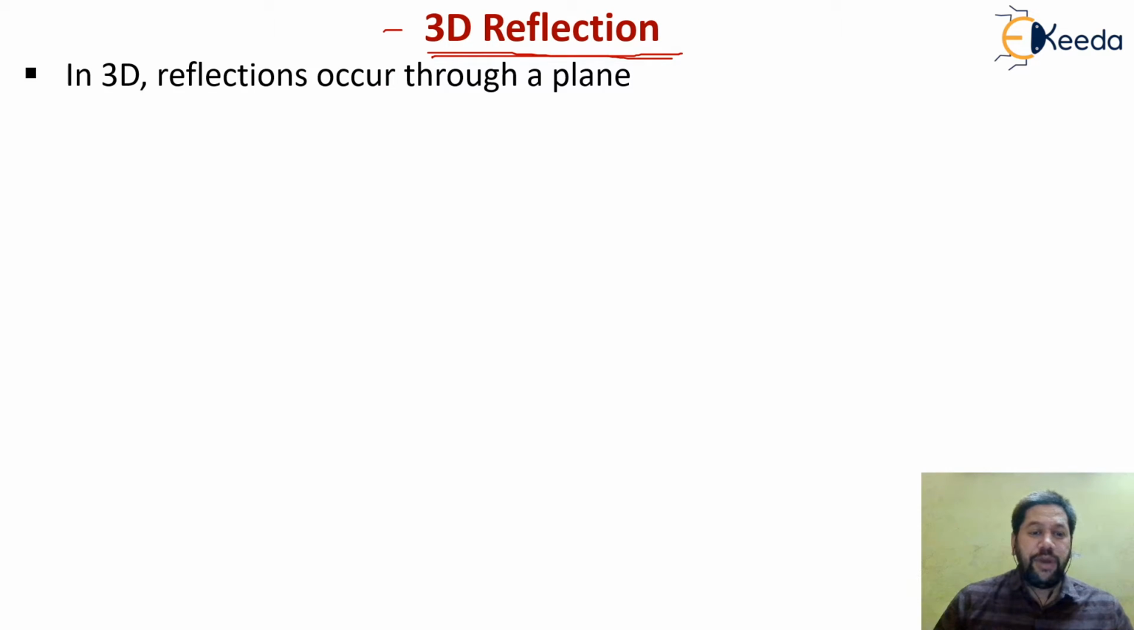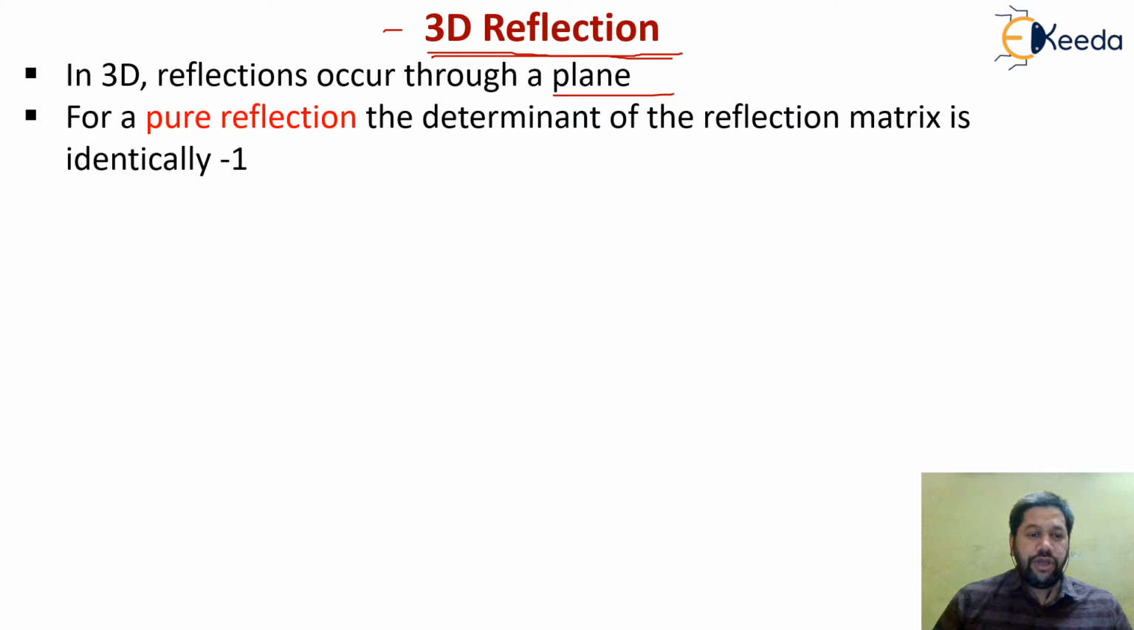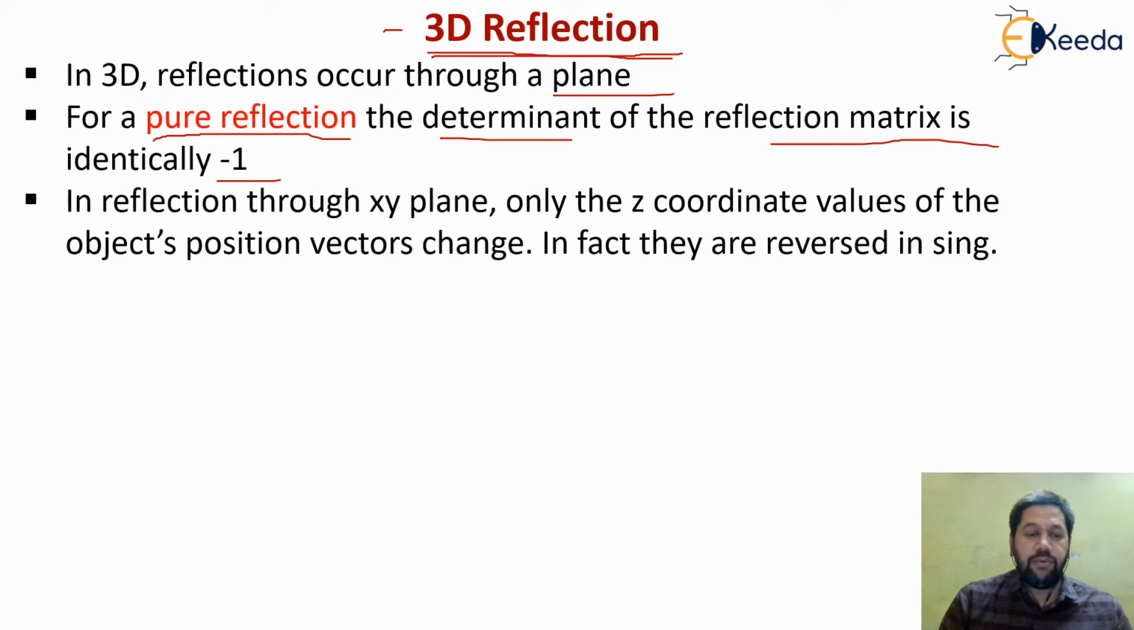In 3D reflection, it occurs through a plane. In 2-dimensional reflection, we learned it occurs about the x-axis or the y-axis. Now the reflection occurs through a plane, meaning about the z-axis means about the xy plane, and so on. One more important thing to consider is that for a pure reflection, the determinant of the reflection matrix is identically -1. That we have to remember.